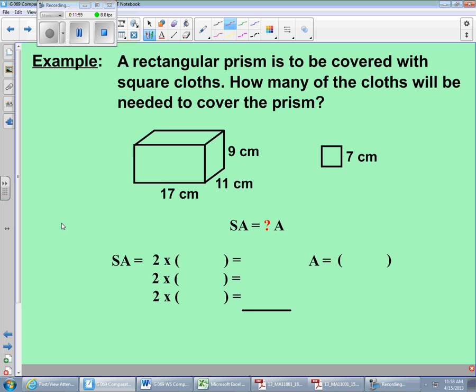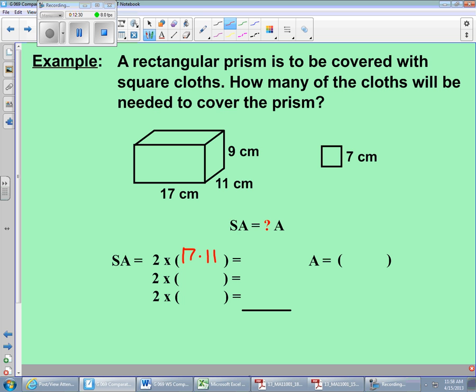Surface area. I've got 2 times each of the different sides, because again, front and back are going to be the same, left and right are going to be the same, top and bottom are going to be the same. What are the measurements that we have available to us? Pick one of the sides, any of the sides. What are the dimensions of any side for the rectangular prism? 17 by what? 11? Okay, there you go. There's one of your sides, 17 by 11, and we've got 2 of those things.